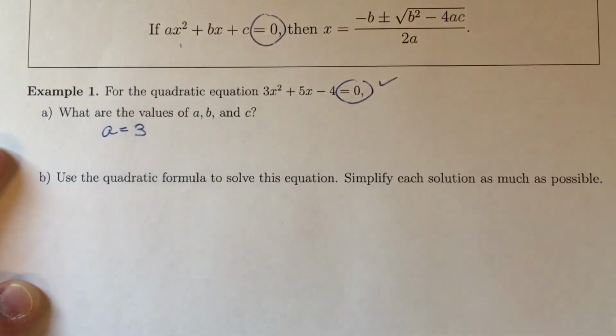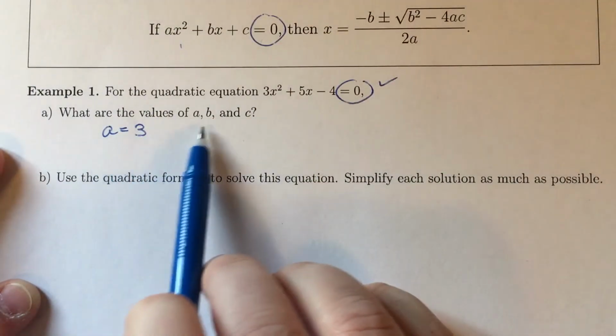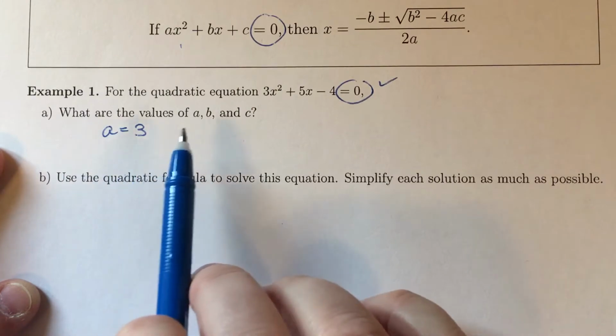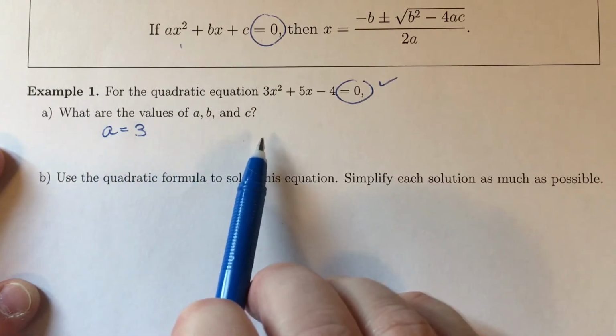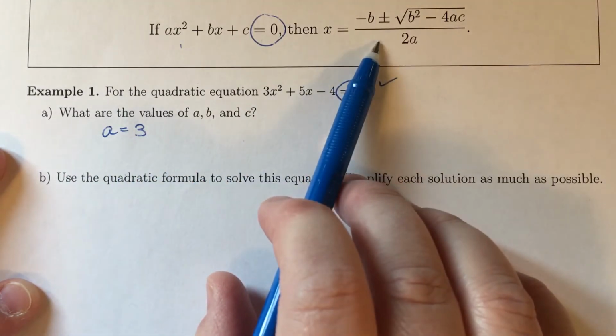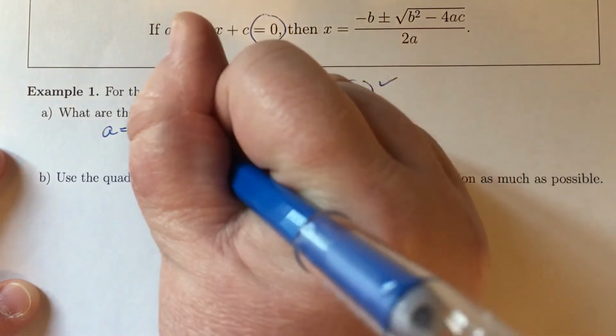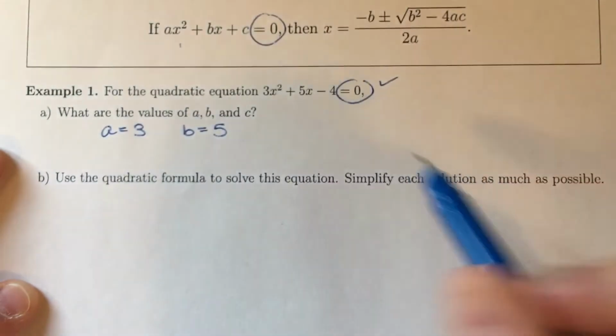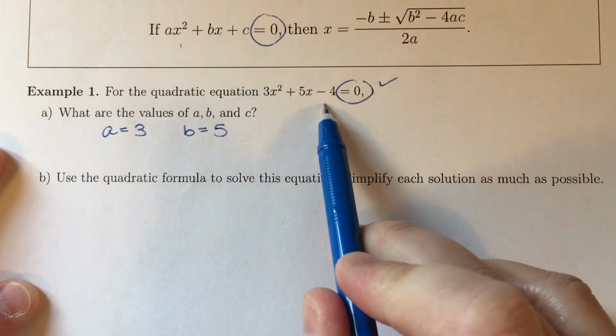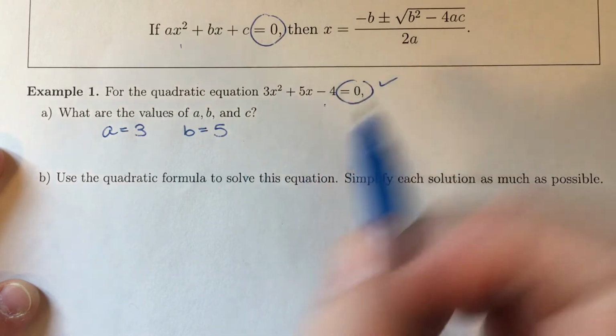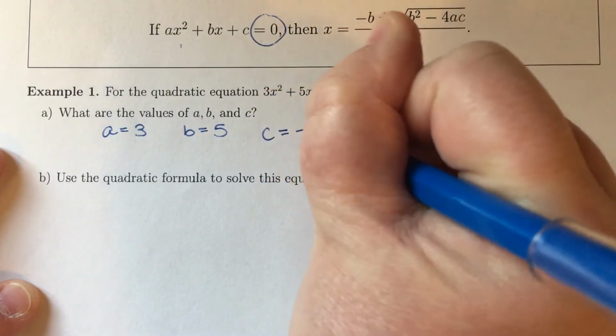And especially when you're first using the quadratic formula, it is good to write down explicitly what does a equal, what does b equal, what does c equal. It'll really help you plug into this formula. B is the coefficient on x. So in our case, b equals 5. And then c is the constant term, the term that doesn't have an x on it. In our case, c is negative 4.